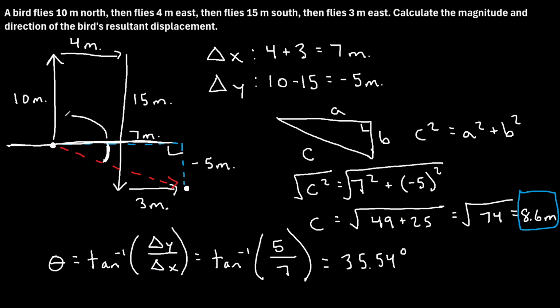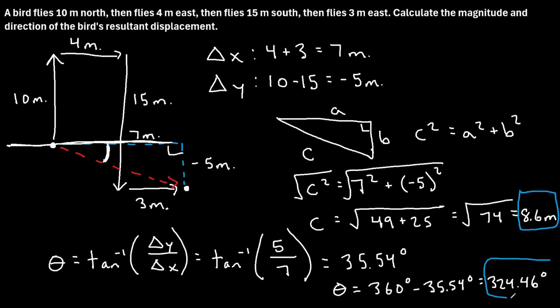But remember, we want to know what is this angle right here. So relative to the positive x-axis, if we go counterclockwise, what is that angle? Well, if we went all the way around a circle, that would be 360 degrees. So to find this angle, we just need to do 360 minus this reference angle of 35.54. So our final angle is just going to be 360 degrees minus that reference angle of 35.54 degrees. And that turns out to be 324.46 degrees. So that is the direction of the bird's resultant displacement.